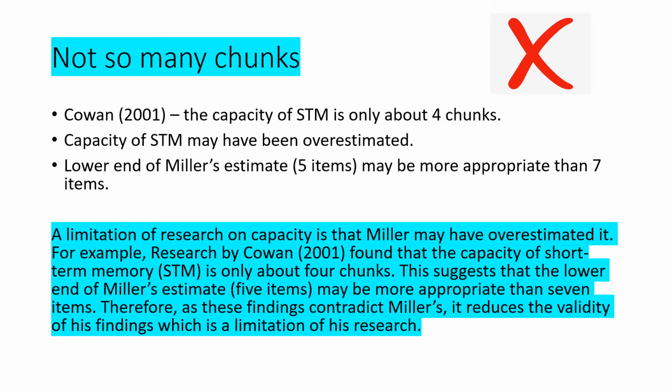So a further limitation is from Cohen. I've put this in a P paragraph here. A limitation of research on capacity is that Miller may have overestimated it. For example, research by Cohen, 2001, found that the capacity of short-term memory is only about four chunks. This suggests that the lower end of Miller's estimate, five items, may be more appropriate than seven items. Therefore, as these findings contradict Miller's, it reduces the validity of his findings, which is a limitation of his research.